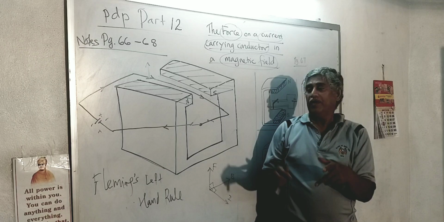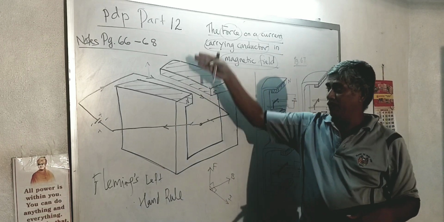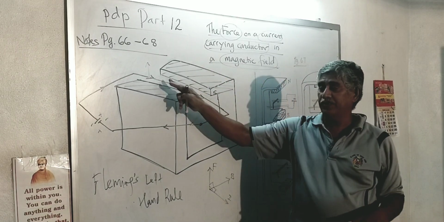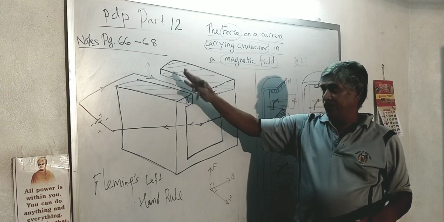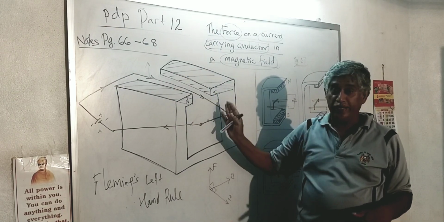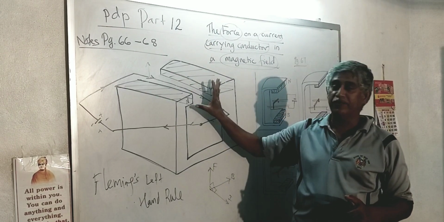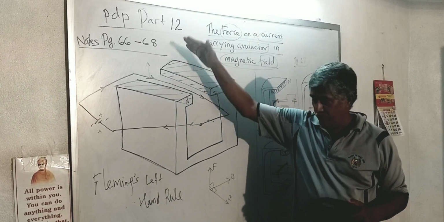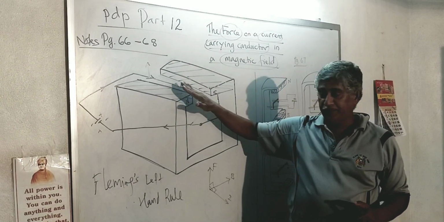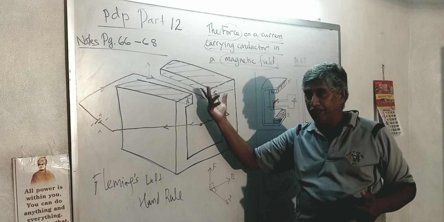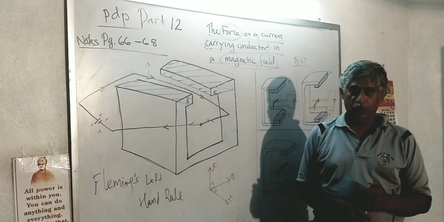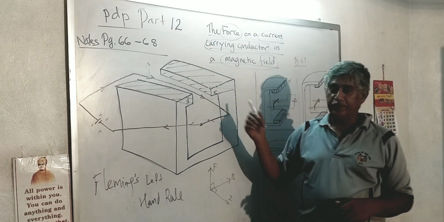So whether you change the magnetic field, it moves downward, or you change the direction of current, it moves in the opposite direction. If you change the direction of current without changing the magnetic field, it will move in the opposite direction. Without changing the direction of current, if you change the magnetic field, it will also move the opposite way. So this is how it is done.